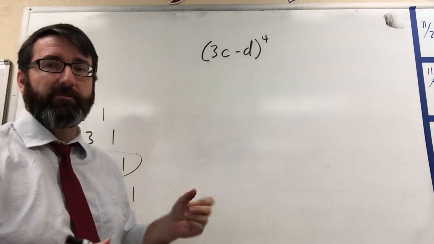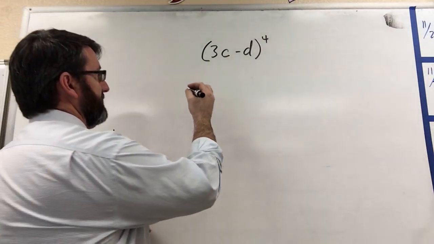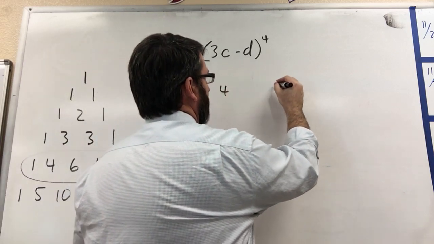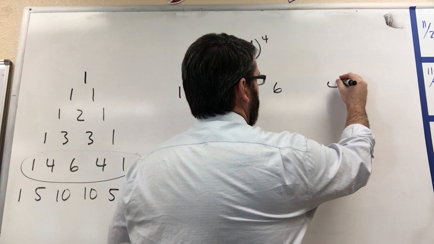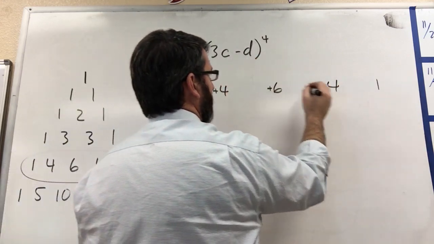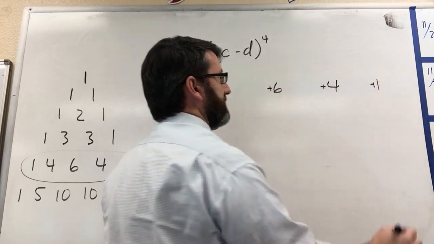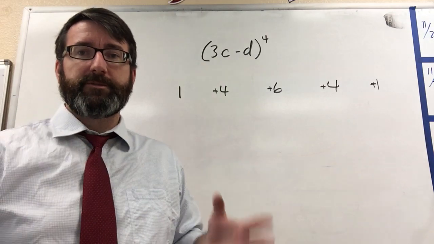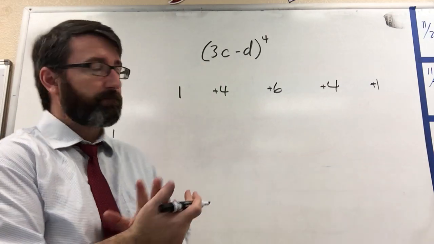So we're going to start by writing those coefficients in there. So we got 1, and then 4, then 6, then 4, and then 1. And these are all being added together. Those are all the coefficients for the terms of this expansion.